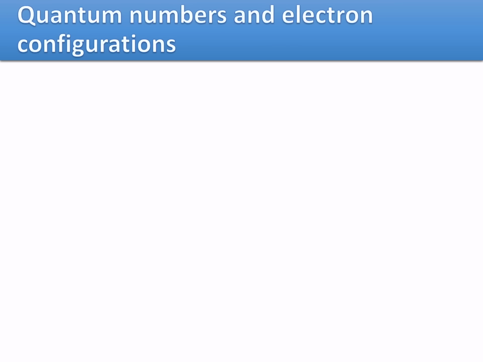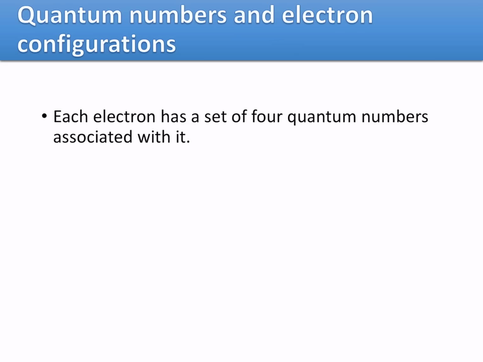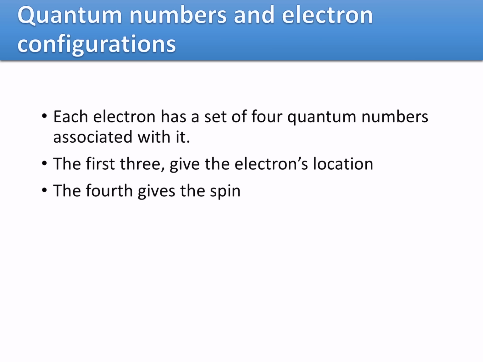So now, how do we use these quantum numbers and electron configurations? Every single electron in an atom will have a set of 4 quantum numbers. That will describe where in the atom that electron is located, including how far or how close that electron is to the nucleus. Once again, the first 3 give the location, which orbital an electron is occupying, and the 4th, the spin number, will give you whether it's pointing up or pointing down.